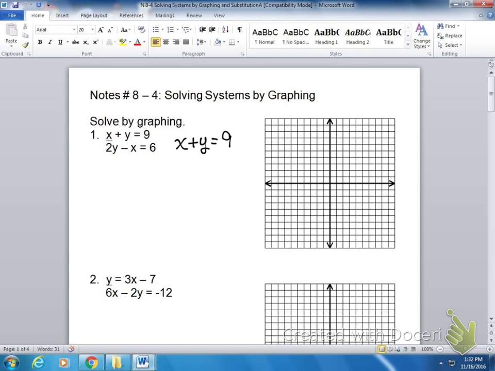I want to pause the video for a minute. I want you to start solving both of these for y. Take about 30 seconds. Just let me get ahead. Or I'll let you get ahead, I guess is what I should say. So anyway, hopefully you've solved for y a little bit.